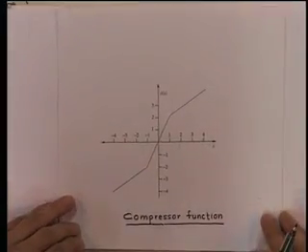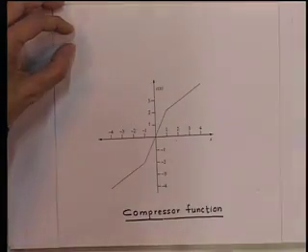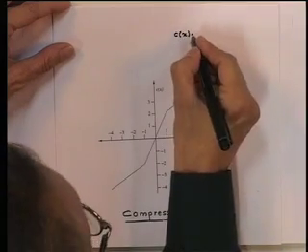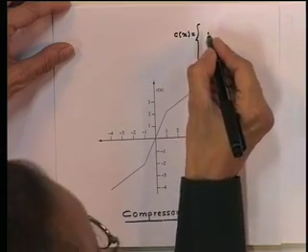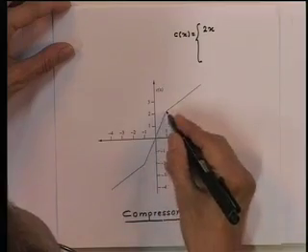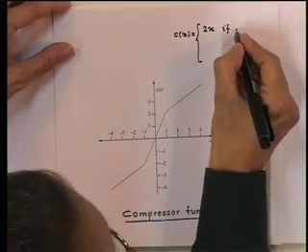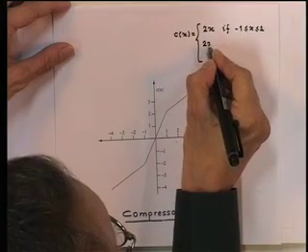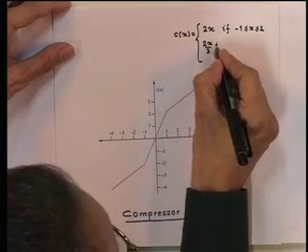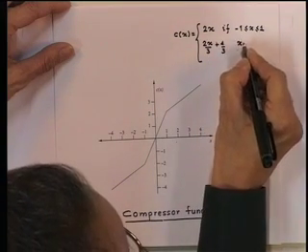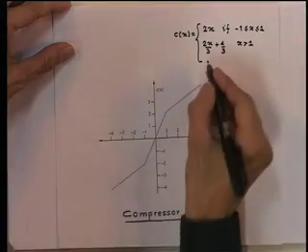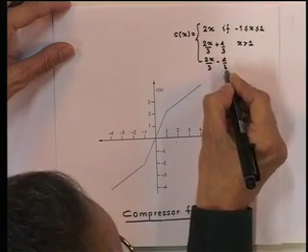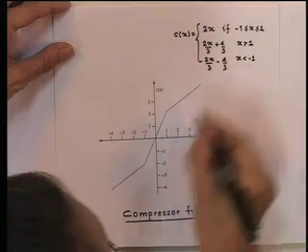The compressor function is shown here graphically and mathematically it is C(x) is equal to x if x lies between -1 and +1, and it is equal to 2x/3 + 4/3 if x is greater than 1, that is this, and it is equal to 2x/3 - 4/3 if x is less than -1, it is this.